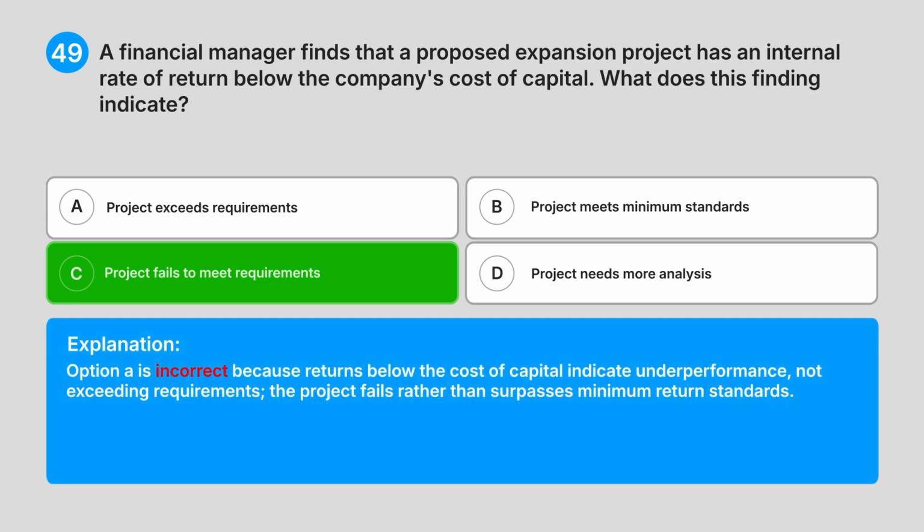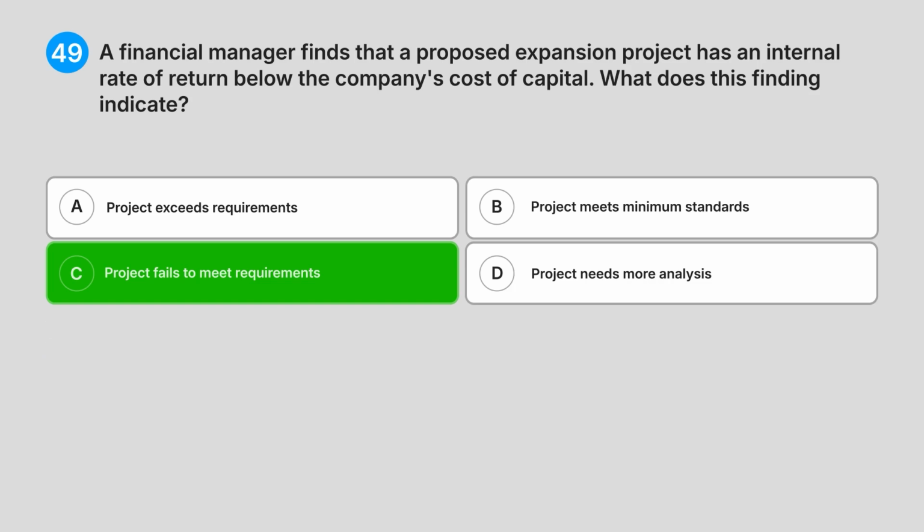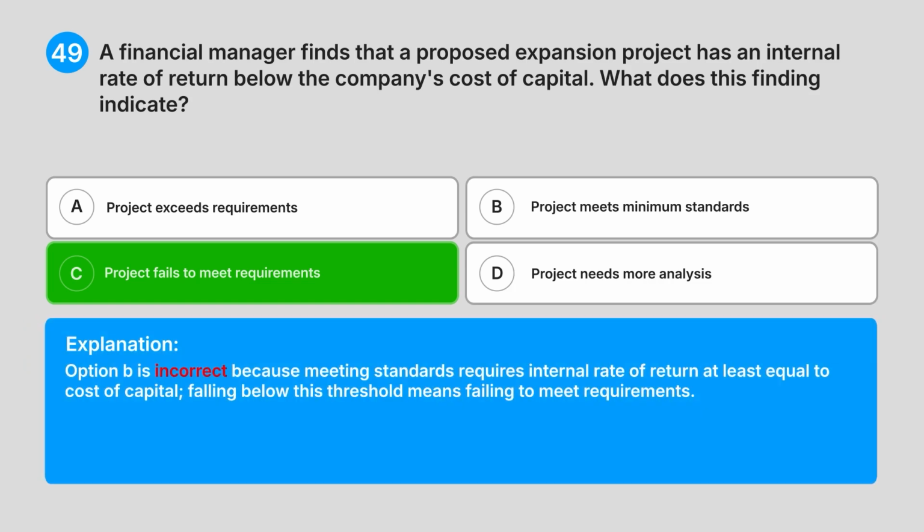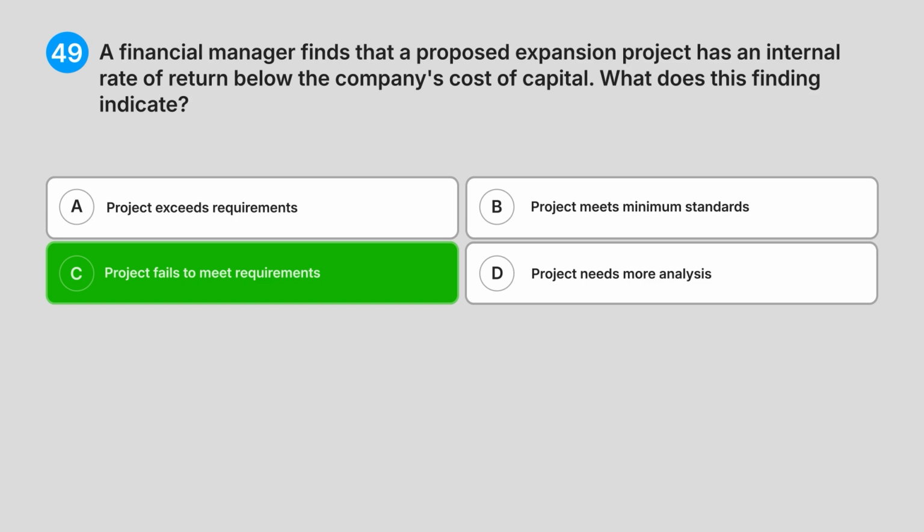Option A is incorrect because returns below the cost of capital indicate underperformance, not exceeding requirements. The project fails rather than surpasses minimum return standards. Option B is incorrect because meeting standards requires internal rate of return at least equal to cost of capital. Falling below this threshold means failing to meet requirements.